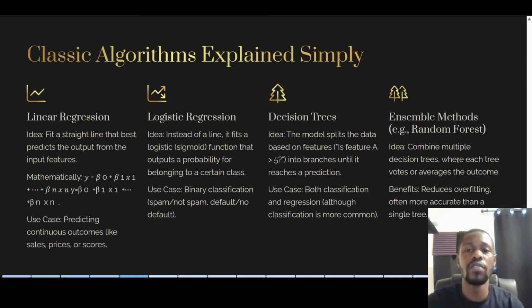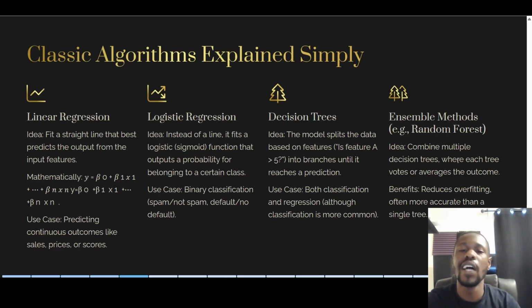So the classic algorithms explained simply. Linear regression idea: it fits a straight line that best predicts the output from the input features. Its use case is predicting continuous outcomes like sales, prices, or scores. Logistic regression: instead of a line, it fits a logistic sigmoid function that outputs a probability of belonging to a certain class. Its use case is, as we discussed, binary classification. Spam or not spam. Default: will this person default or not default?